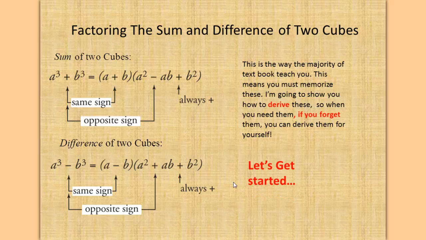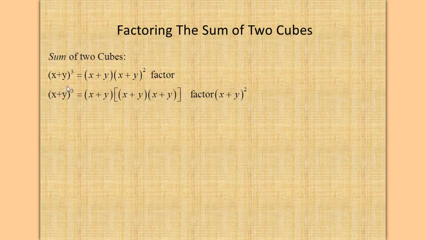Okay, let's get started. The sum of two cubes. Let's do the sum first. I'm going to use x and y instead of a and b, so you can differentiate between the two. Let's say x plus y cubed. What is x plus y cubed? Well, that's equal to x plus y times x plus y squared, because we factored out an x plus y. Now let's do the x plus y squared. We know x plus y squared is x plus y times x plus y, right?